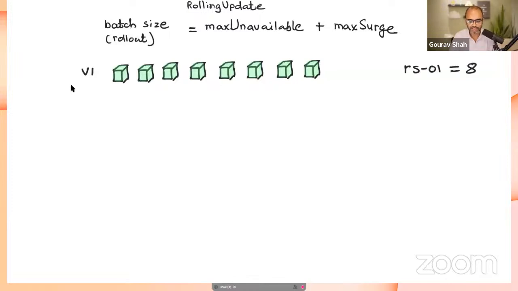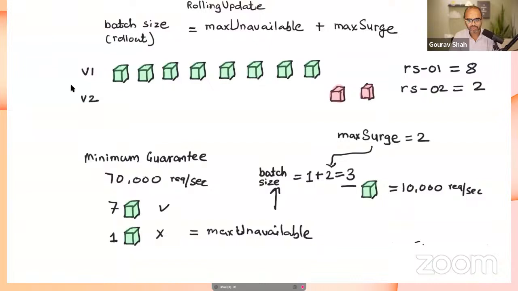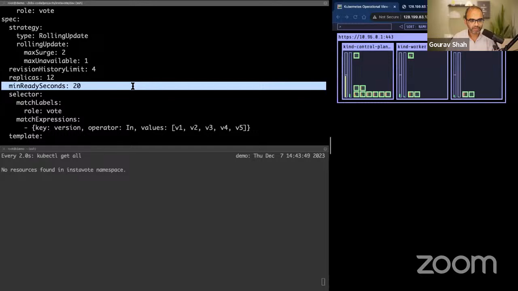It's going to work like this. There's a batch of 3, for example. It will roll out in a batch of 3, wait for 20 seconds, and then go to the next batch, and replace that, and then go to the next batch, and so on and so forth. So that's how it is going to roll out. I'm just giving you a very brief overview of that.